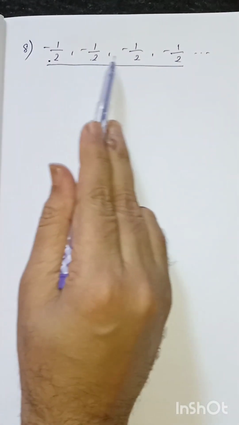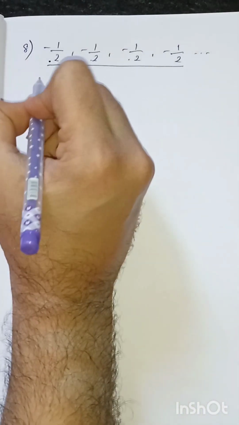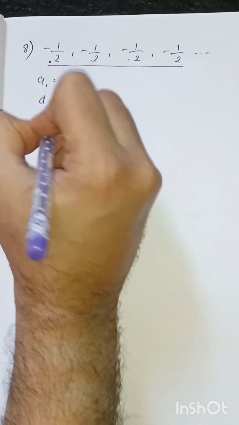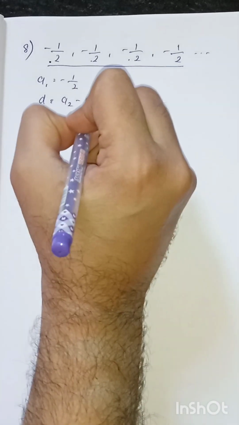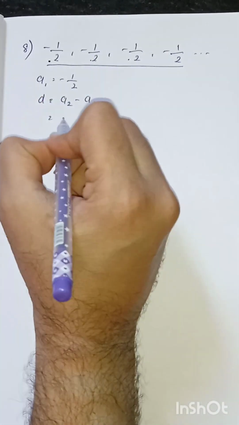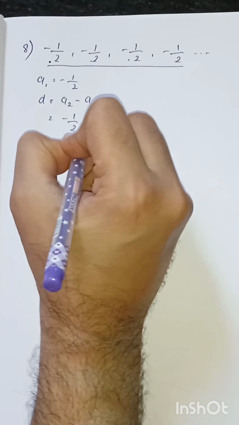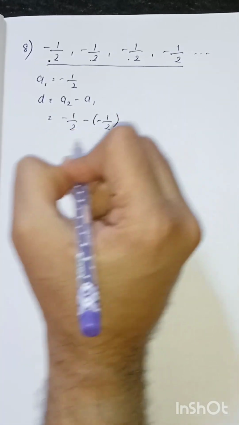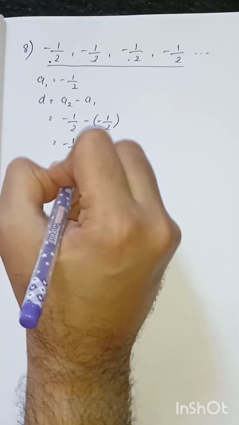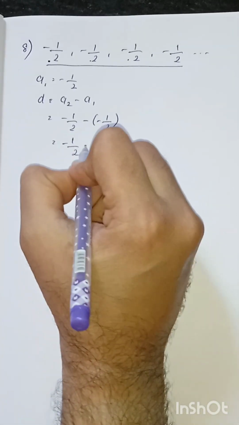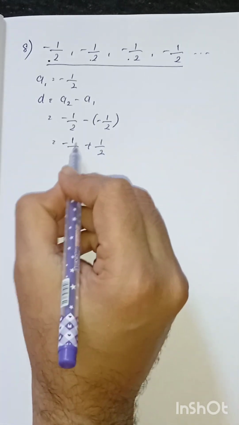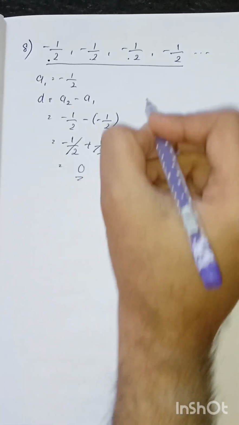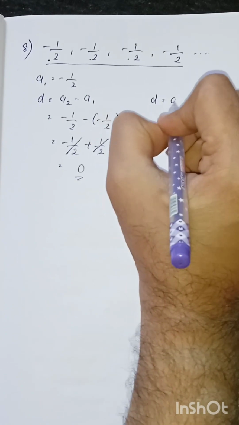Minus 1 by 2, minus 1 by 2, minus 1 by 2 and minus 1 by 2. So A1 is minus 1 by 2. D is taken as A2 minus A1. A2 is minus 1 by 2 minus A1. So minus of minus 1 by 2. You can take minus 1 by 2, minus into minus plus 1 by 2. Minus 1 by 2 plus 1 by 2, the minus and plus get cancelled. It is 0. Let's check the next one.